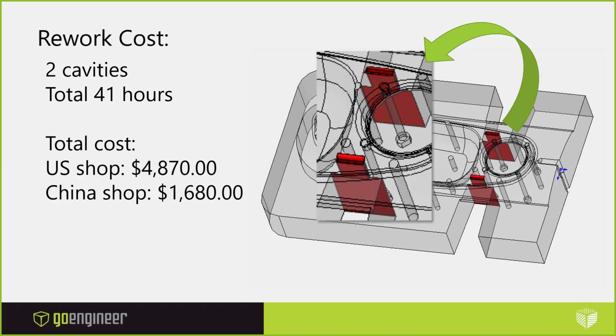And what these reworks entail, we would have to wire EDM out the areas that are in red, make room to actually insert steel in there and to recut the new radiuses and the wall thicknesses on the tabs. And if you look at it, there's also areas that are shut off around side core slides that are in the mold. So it'd be very intricate machining and fitting and grinding to get this done.